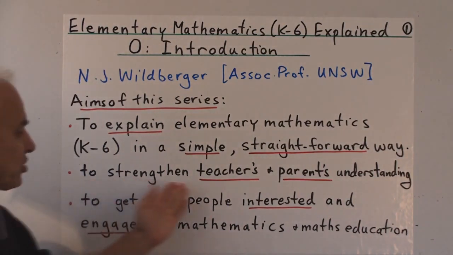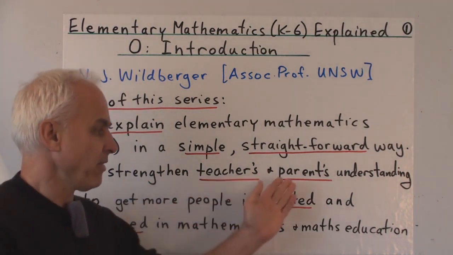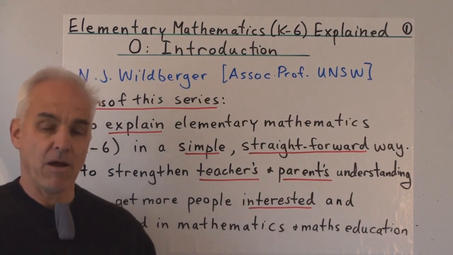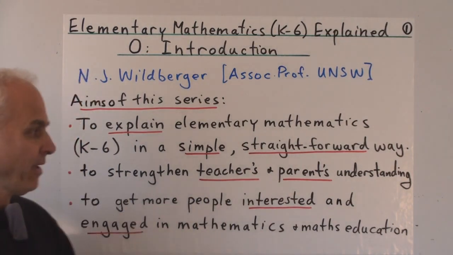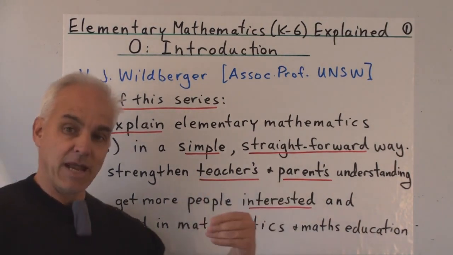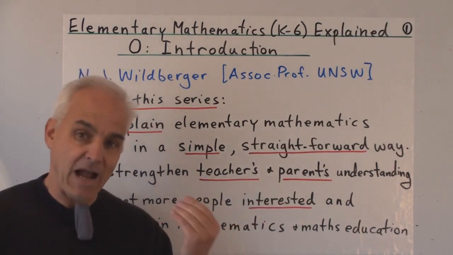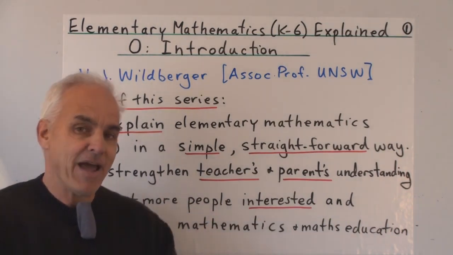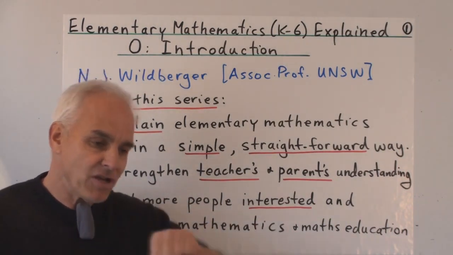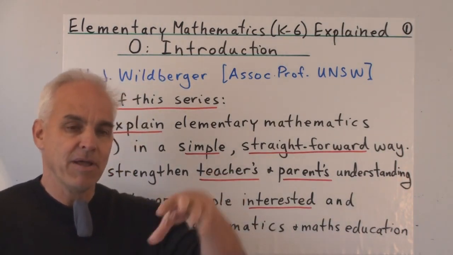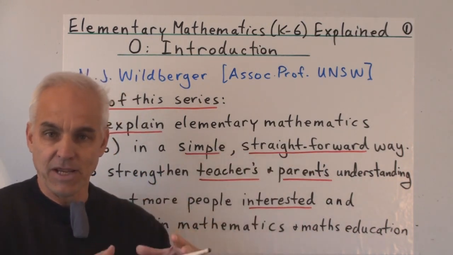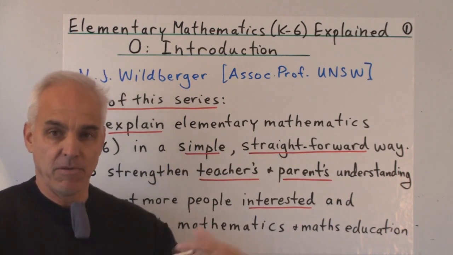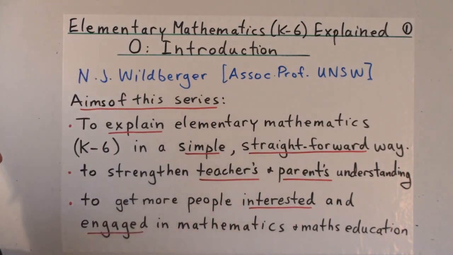The aim, of course, is to strengthen teachers' and parents' understanding. I've already talked about how important both of those things are when educating young people. And when I say understanding, I'm talking about understanding of the actual content of the mathematics, and also related content. So not just exactly what's on the curriculum, but the broader context. How does what we're learning here fit into a bigger picture of mathematics?